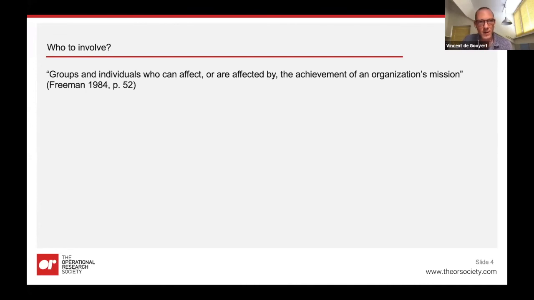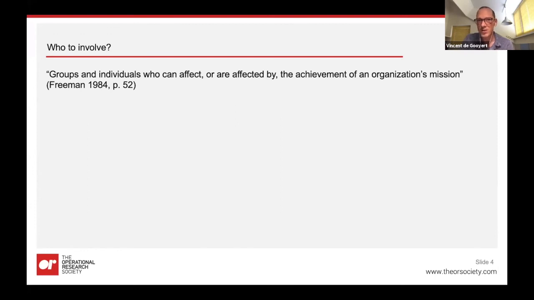So if your motive is to avoid resistance, to build consensus because you want to avoid resistance, then you should probably look at those that have high power, regardless of whether they have high interest or not. Because if they don't have high power, they cannot resist your implementation anyway. And this is very different from the situation where your motive is the normative motive, because you find it relevant to involve stakeholders as an end in itself. Then the power is not that relevant.